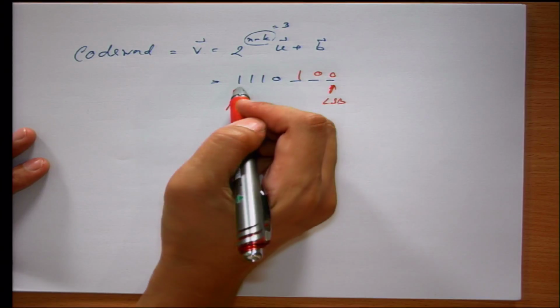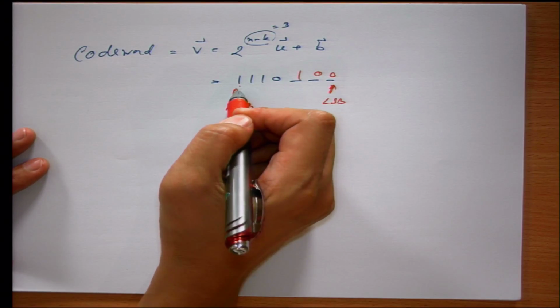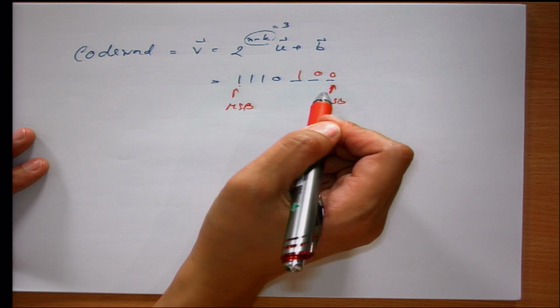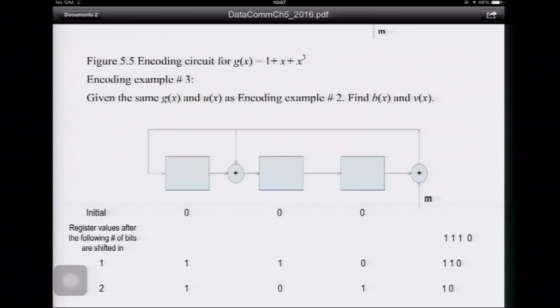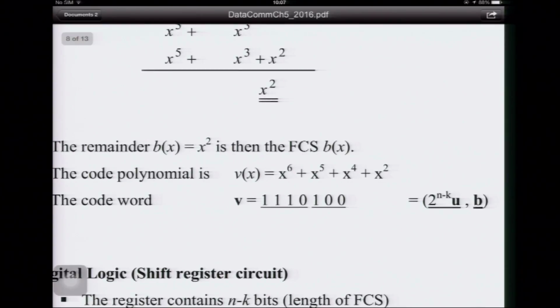So if the data starts with the most significant bit, then the check bits also have to start with the most significant bit. So it is going to be 1, 1, 1, 0, and 1, 0, 0. If you compare with last time, we get the same code word from the other methods, the method of the binary sequence and the polynomial.